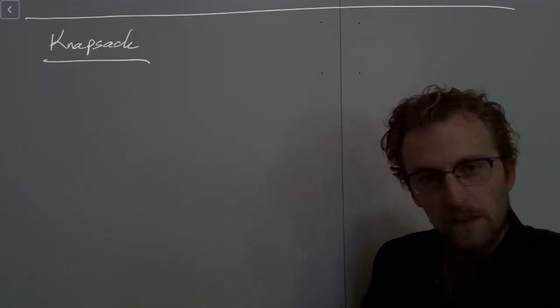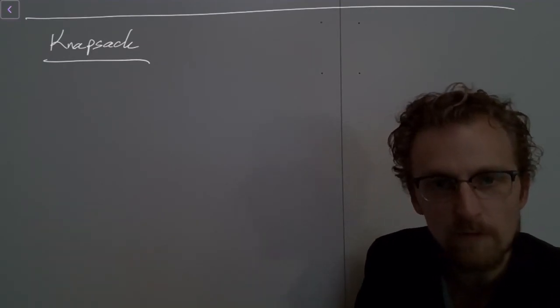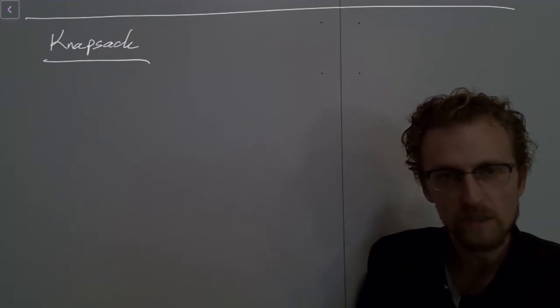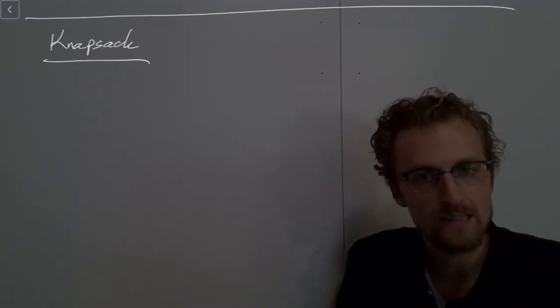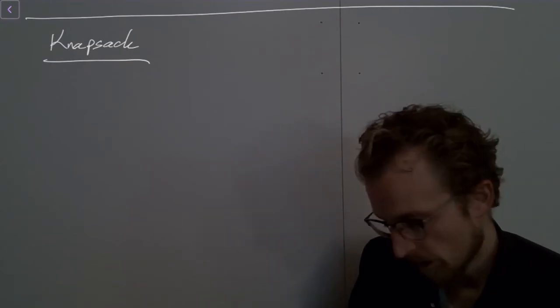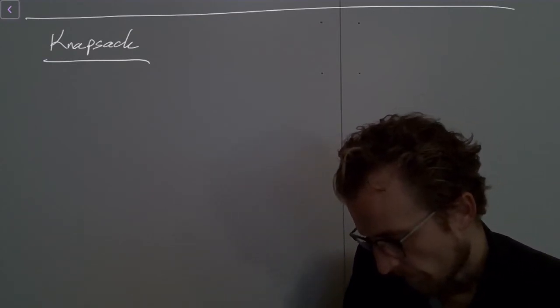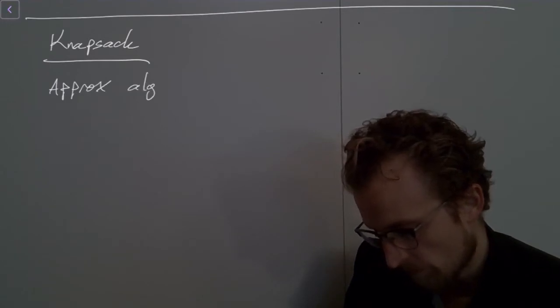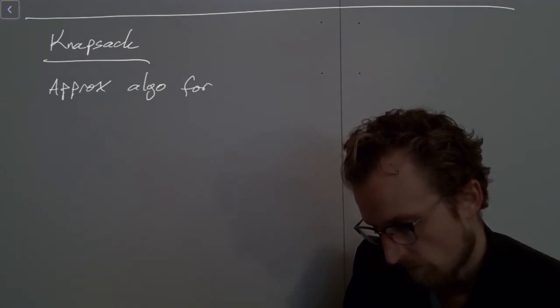Okay, so let's go back to the knapsack problem that has indivisible items. This is the 0-1 knapsack problem. We can either take an item or not take an item. We can't take parts of an item. And let's look for an approximation algorithm for this. So here's the question: can we find an approximation algorithm for 0-1 knapsack?